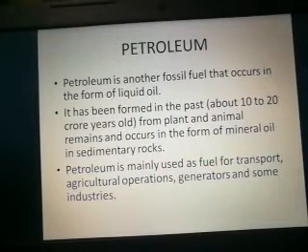Petroleum is another fossil fuel that occurs in the form of liquid oil. It was formed about 10 to 20 crore years ago from plant and animal remains and occurs in the form of mineral oil in sedimentary rocks. Petroleum is mainly used as a fuel for transport, agricultural operations, generators, and some industries.